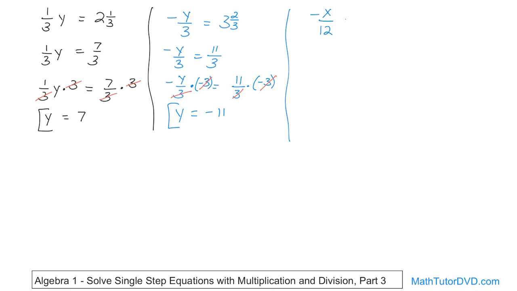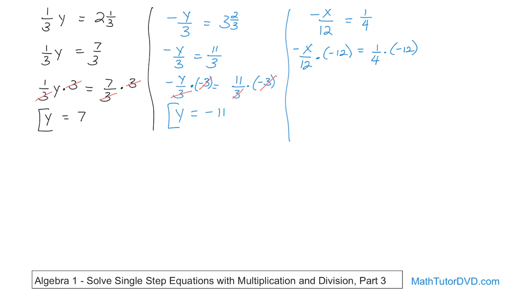Negative x divided by 12 is equal to 1/4. How do I do this? Let's do it the way we did it recently. We want to get x by himself, but we have this 12 here, and we also have the negative 1. So what we could do is rewrite the problem, negative x over 12. We're going to multiply by negative 12, and on the right, we'll have the 1/4, and we'll multiply by negative 12.